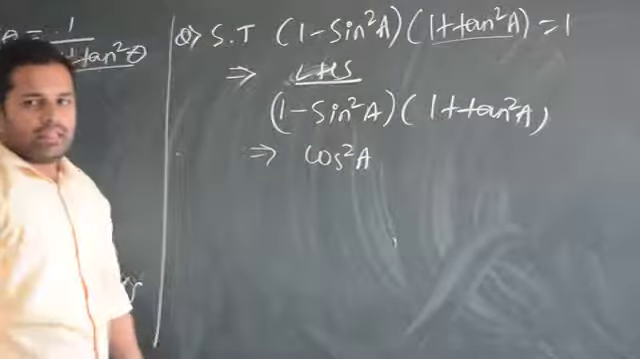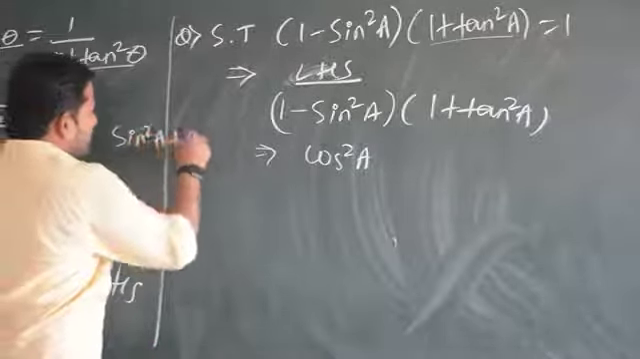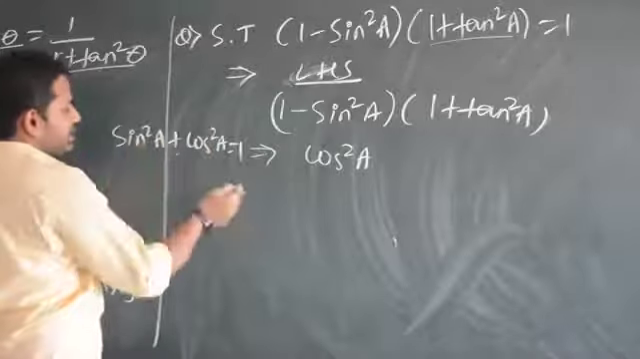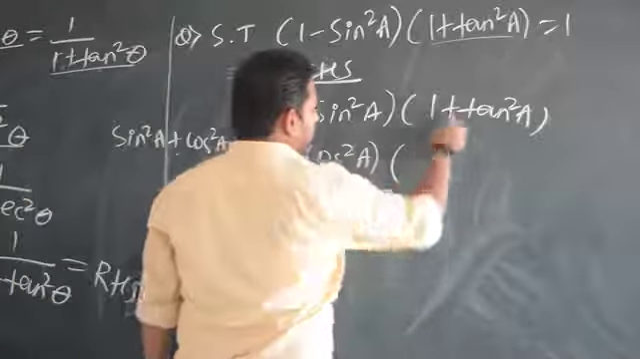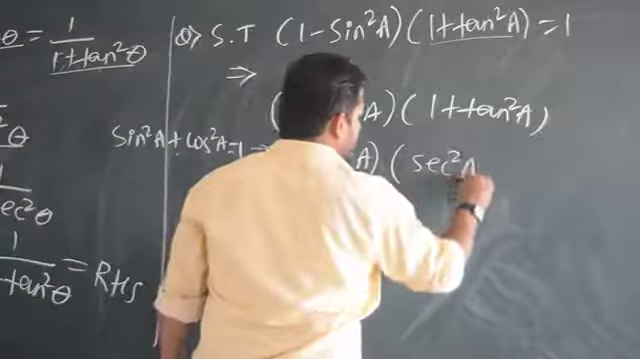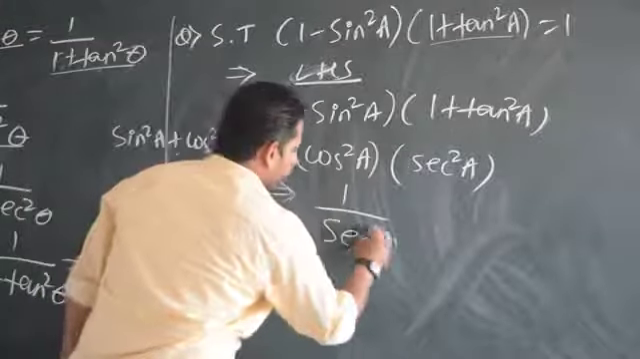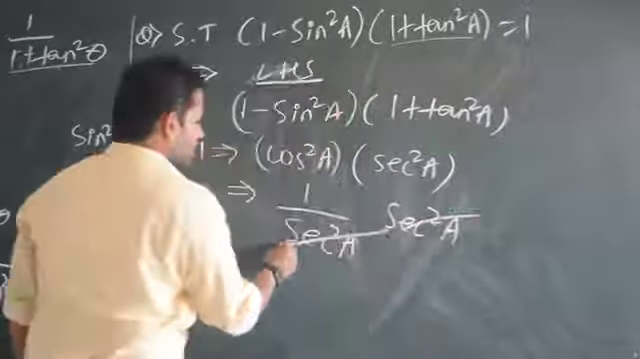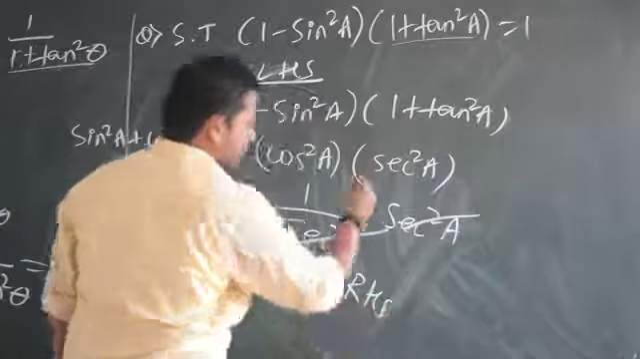Sir, how will you write this? If you ask me, we had this identity, no? What is that? Sin square a plus cos square a is equal to 1. So if I send sin square that side, 1 minus sin square a will become cos square a. Cos square a into 1 plus tan square a, which is secant square a. Fine. So cos square a can be written as 1 over secant square a. So secant square is kept like that, and secant square a gets cancelled. So that is equal to 1. So that is equal to RHS.